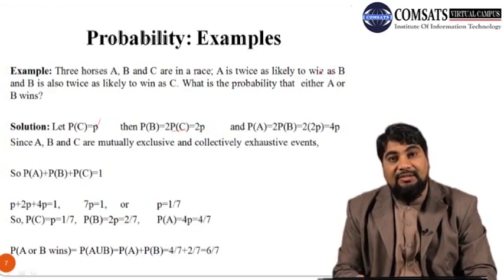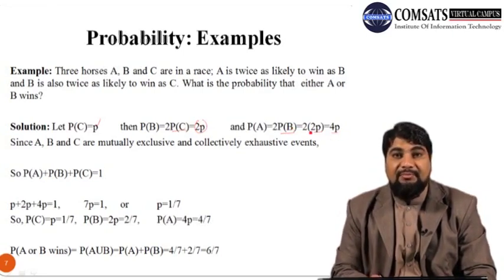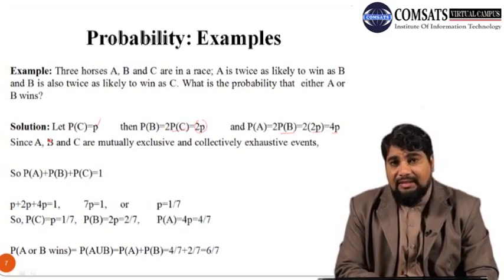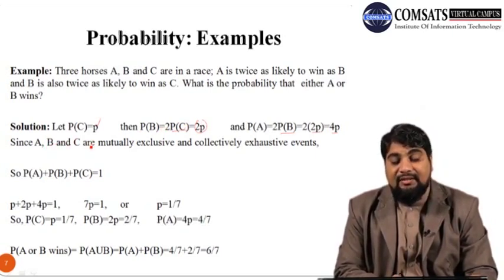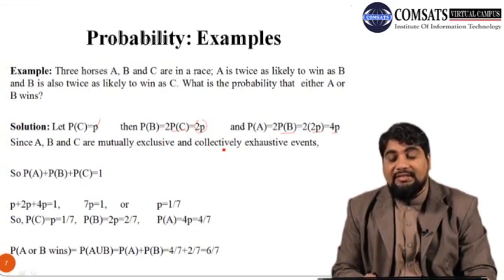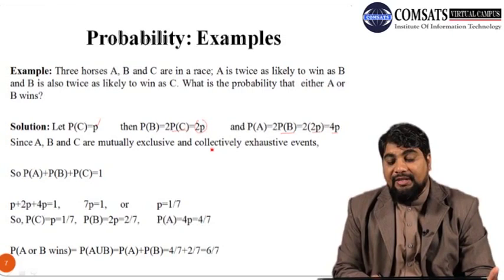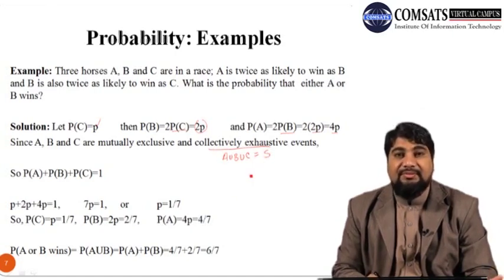And then A is twice as likely to win as B, so probability of A will be 2 times probability of B. P of B is 2P, so 2 into 2P, which is 4 times P. Since the events A, B, C are mutually exclusive and also collectively exhaustive. Mutually exclusive means there is nothing common, and collectively exhaustive means that if we take their union, it becomes the full sample space.